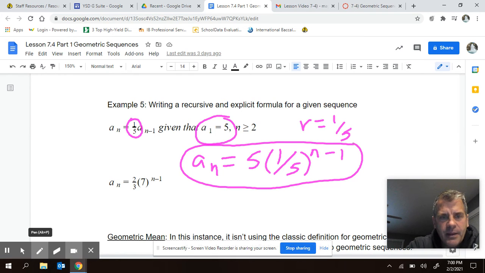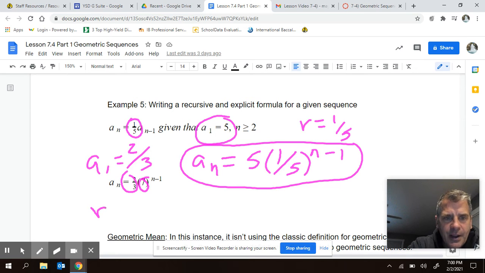We know then by this form that the a value is representing our initial amount, or our a1. So the a1 there would be that 2/3. So our first term's 2/3. And then our common ratio, our r value, is 7.